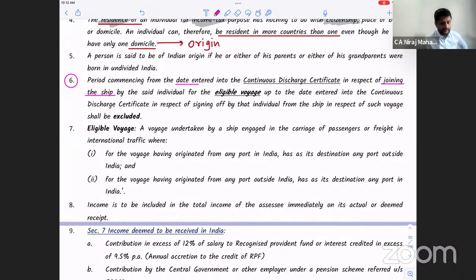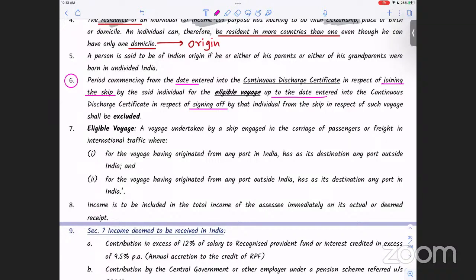So, the period starting from the date entered into CDC as a joining date by the said individual for the eligible voyage. Voyage means what? Journey. Up to the date entered into the certificate in respect of signing off. Now, signing off means what? Joining the ship or leaving the ship? Joining the ship we already have earlier. Signing off means leaving now.